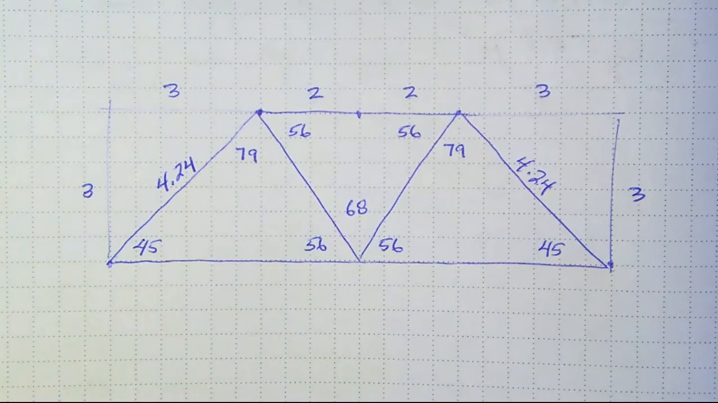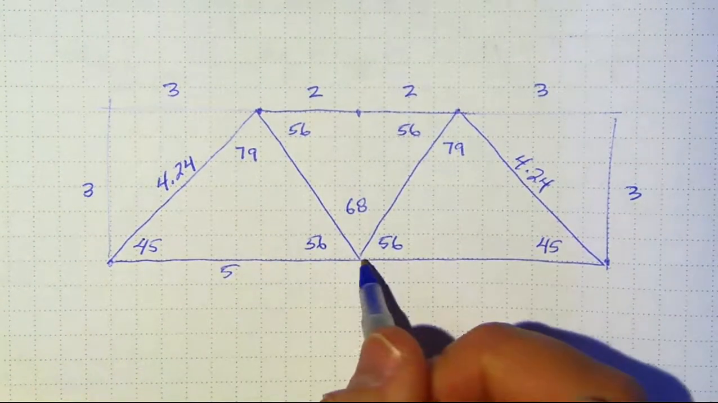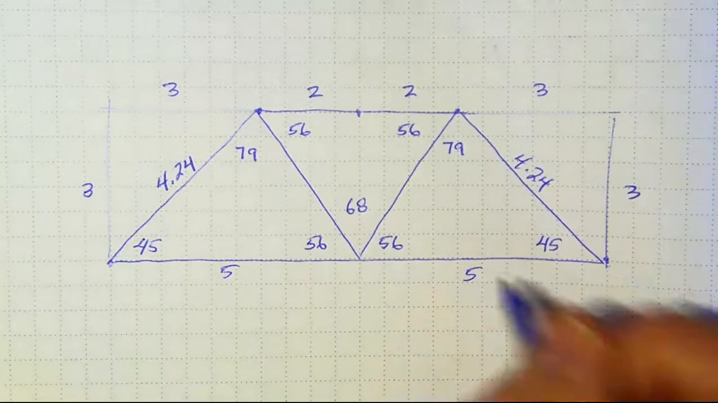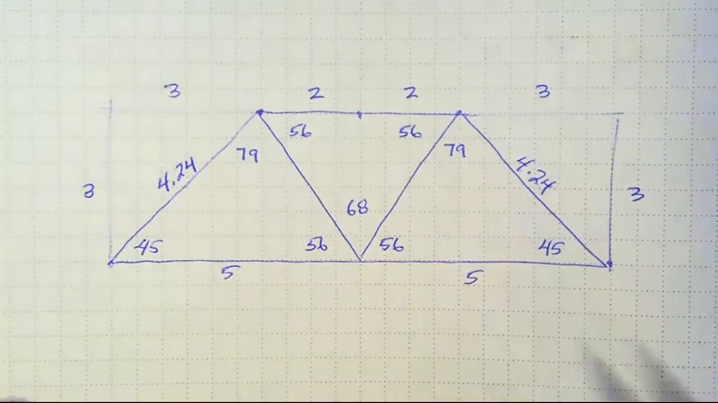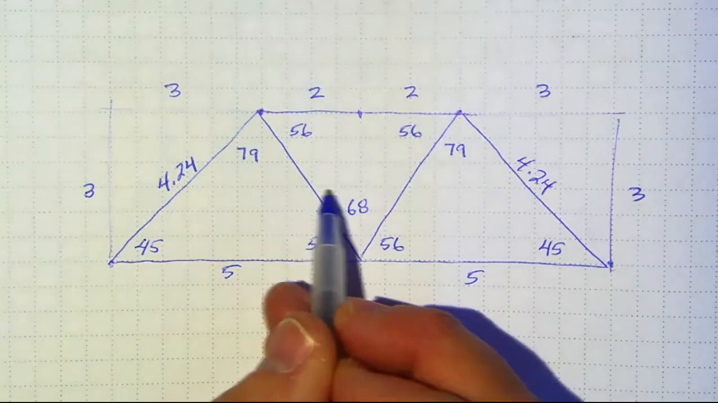And then I already know that 3 plus 2 is 5. I already know that one's 5. And 2 plus 3 is 5. I know that one is 5. And I know that 2 plus 2 is 4. I'm not even going to do that one. So what am I missing at this point? I'm missing this one, which is the same as this one.